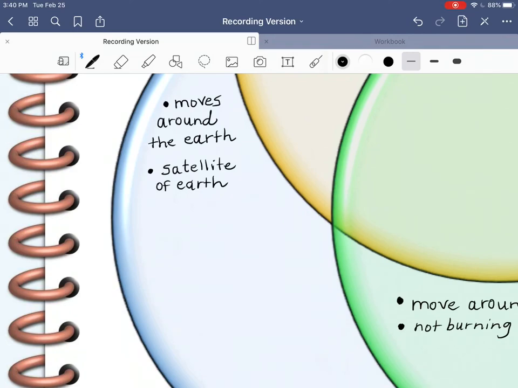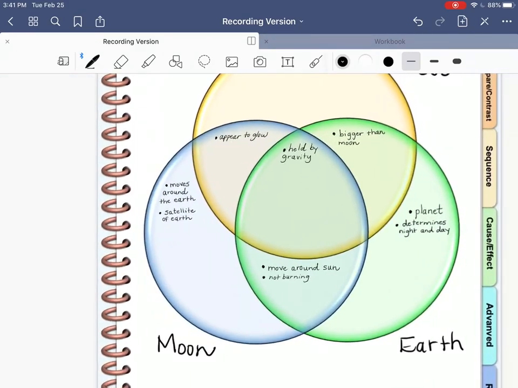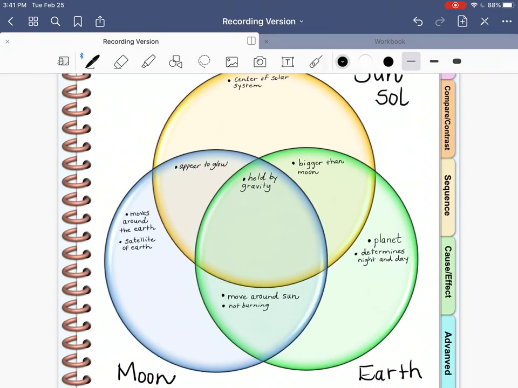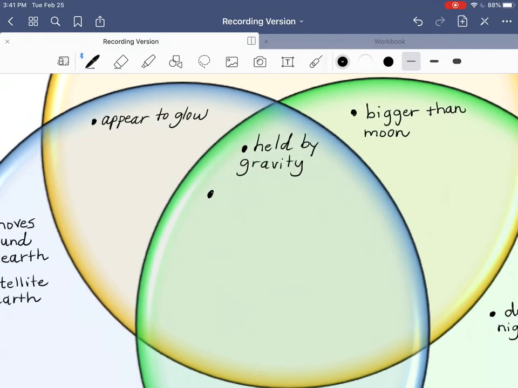Which one of these is spinning in space? Spinning in space, turning. Well, that's the sun, the earth, and the moon. So we're going to put that one in the middle. It is all of them together. So it's spinning in space.